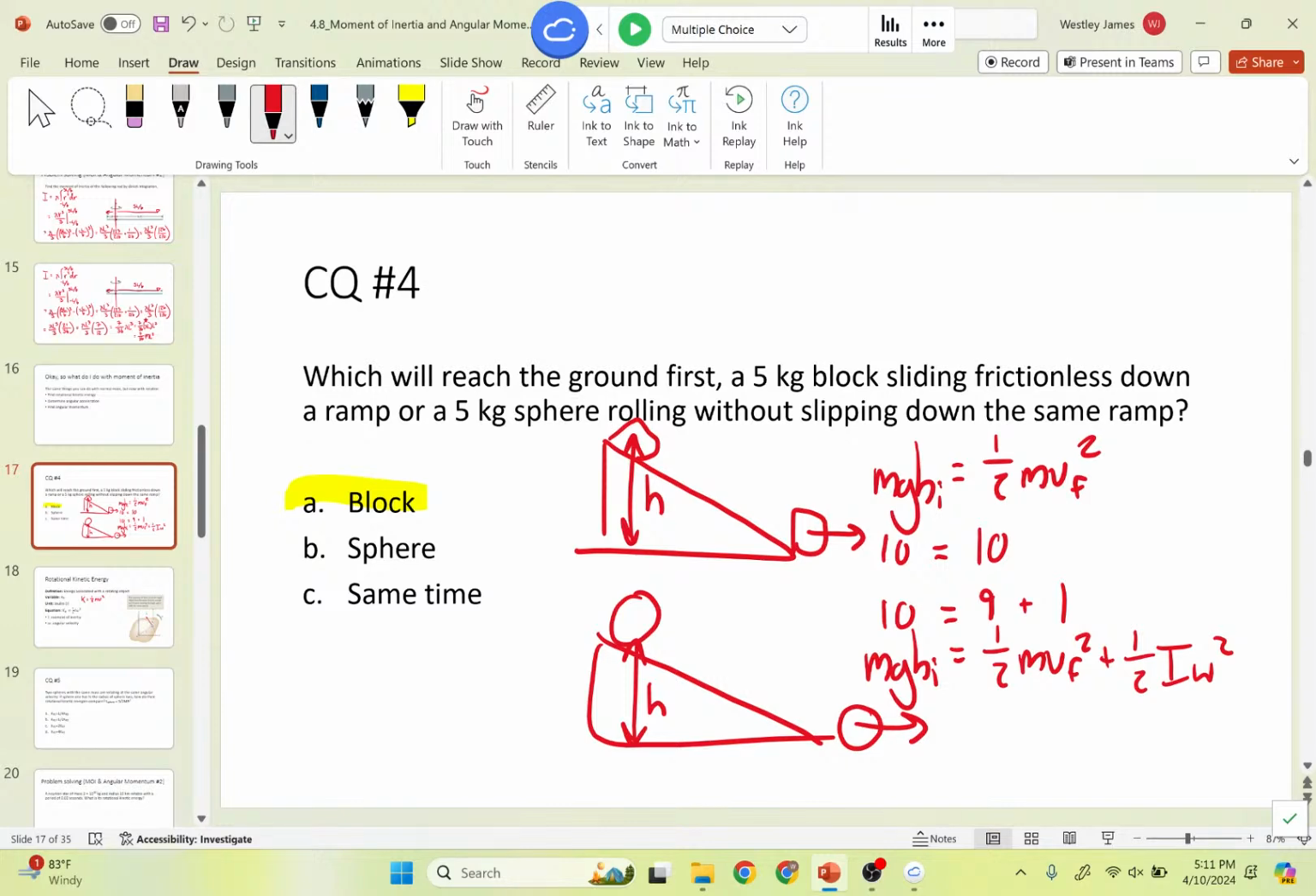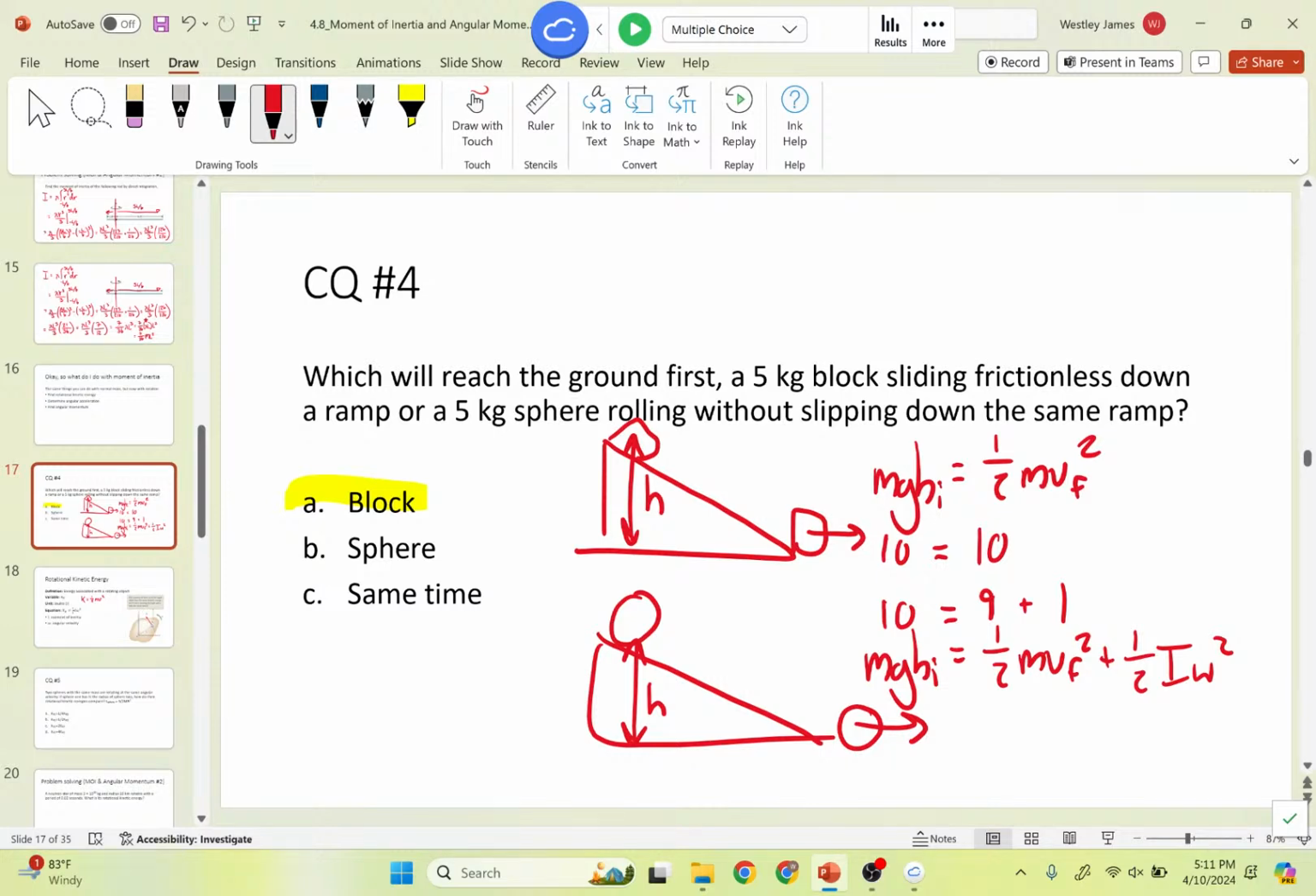What's the takeaway from this? When you're doing conservation of energy, you now need to account for rotating bodies, because some of the energy will go to that rotation. That's the major takeaway. What's really cool about this? We didn't need to know anything about the friction of this surface. You didn't need to know anything about the path this surface takes. Remember, energy, y'all, is so powerful as a tool.